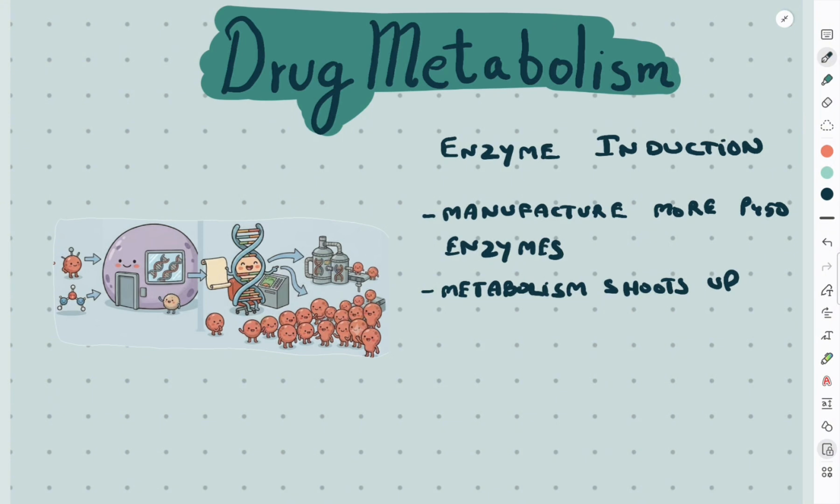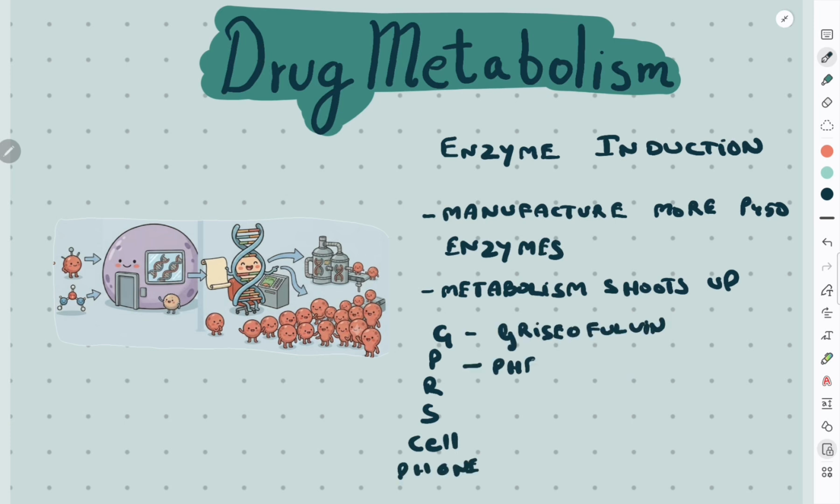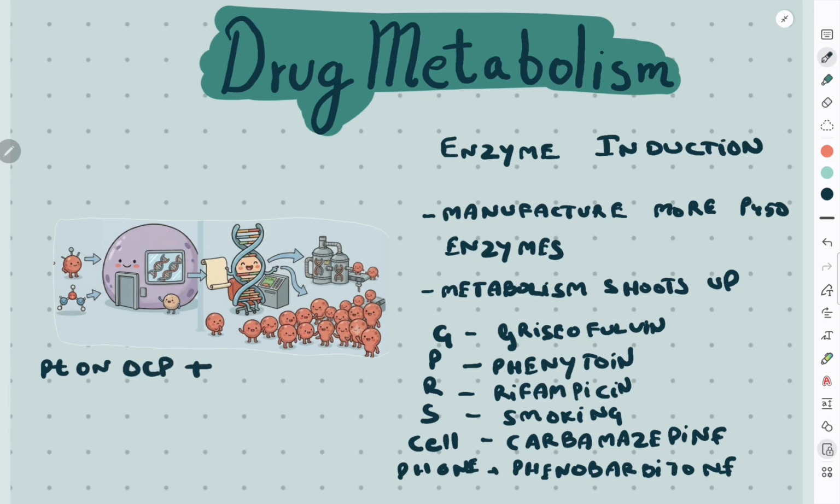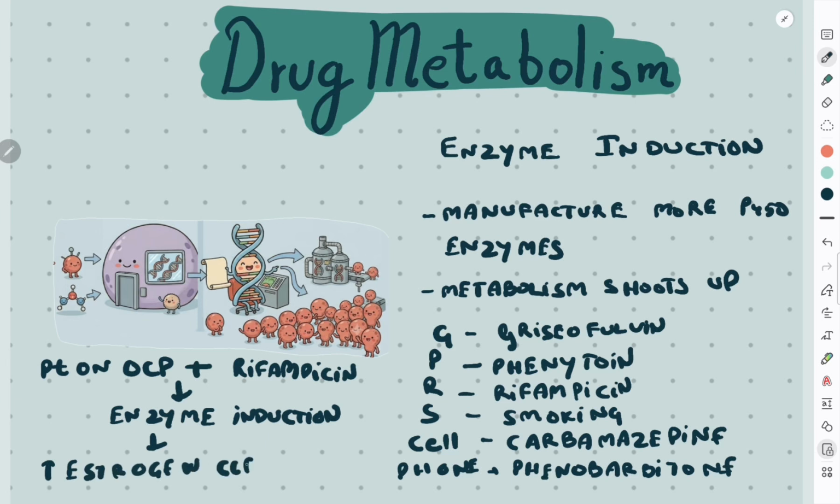You can memorize the classic enzyme inducers with the mnemonic GPRS, cell phone, which stands for griseofulvin, phenytoin, rifampicin, smoking, carbamazepine, and phenobarbital. For example, if a patient on the oral contraceptive pill starts rifampicin for tuberculosis, the induction causes their body to clear the estrogen so fast that the birth control fails.